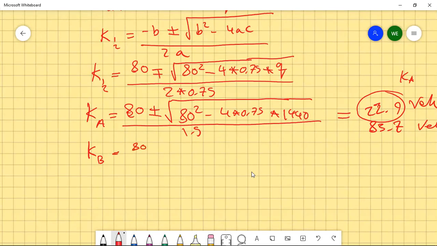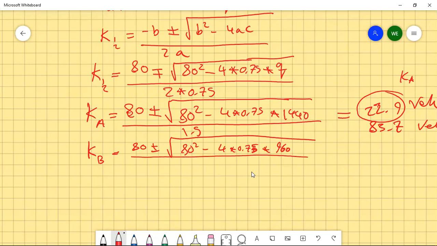KB equals 80 plus or minus square root of 480 squared minus 4 multiplied by 0.275 multiplied by 960, divided by 1.5, equal. Be careful, this is KB and KC as well, because the flow is the same.